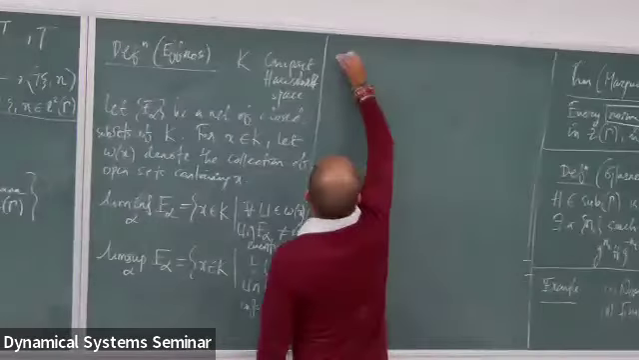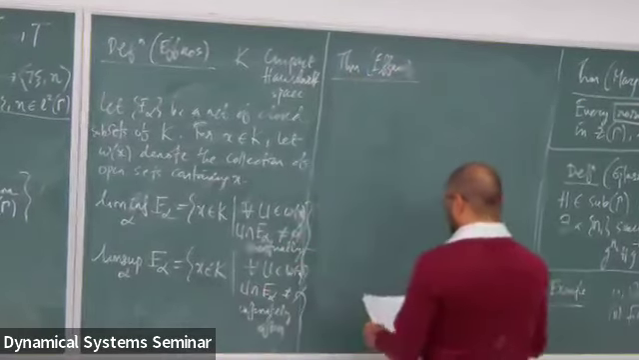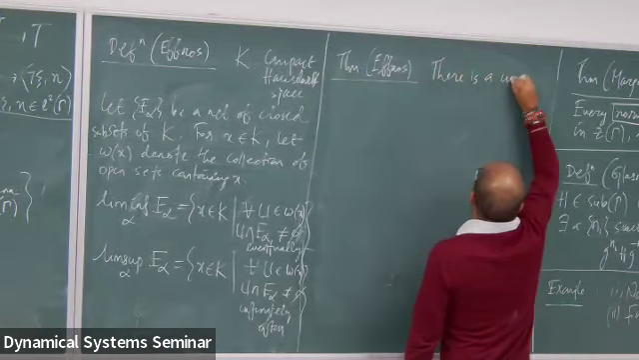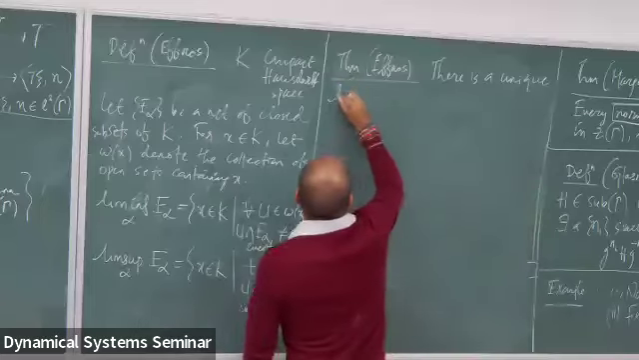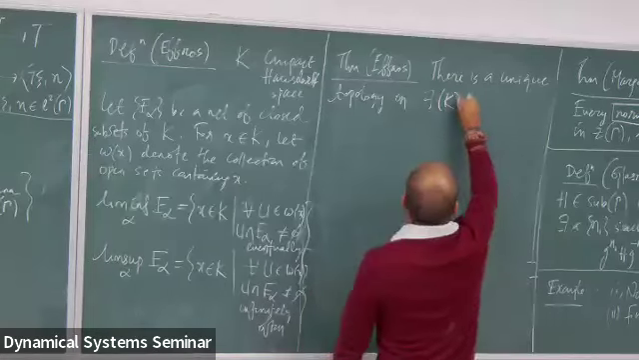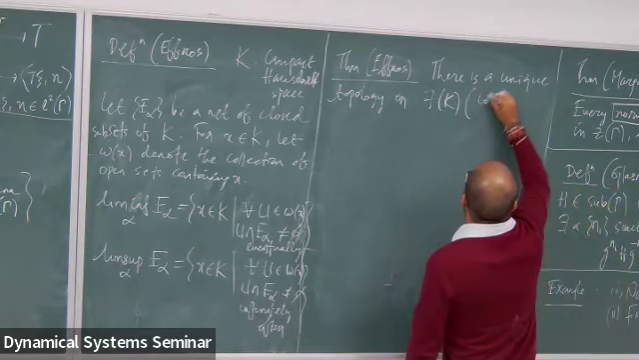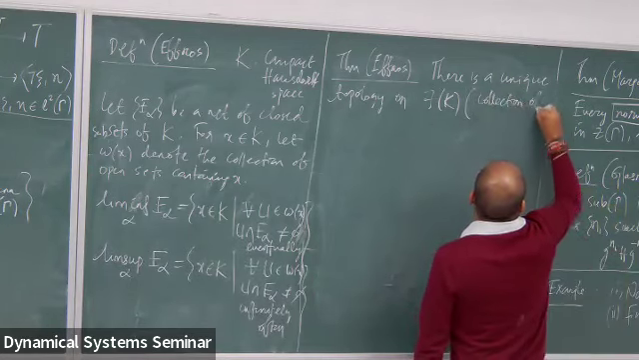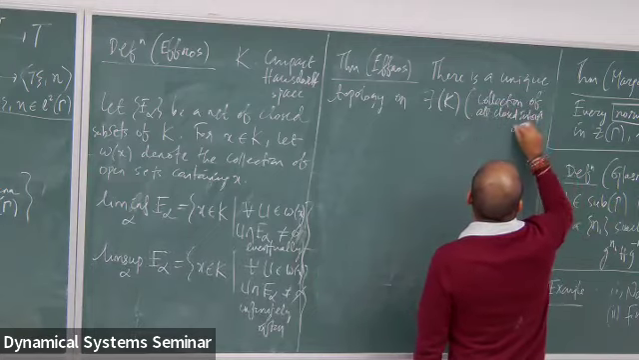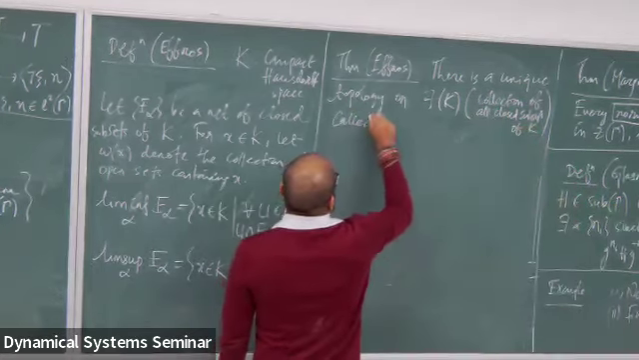So this is a theorem of Effros, again from the same paper, 1970s, where it shows the following. There is a unique topology on F(K). So F(K) is the collection of all closed subsets of K. This is called the convergence topology.